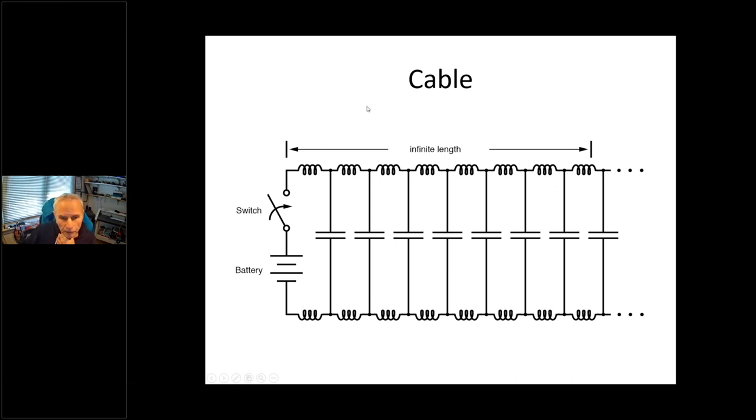This is actually a schematic of what a cable would look like. Bear in mind that one of these would be the outside shield, so it would really be going completely around this inner one. This is every single part of a cable. There's an inductor. You have the resistance of the wire. There's a capacitor.